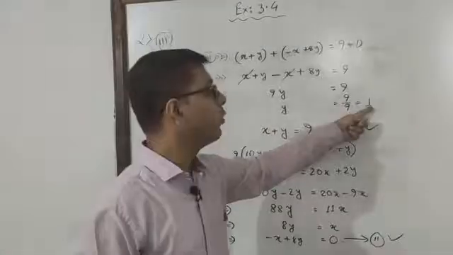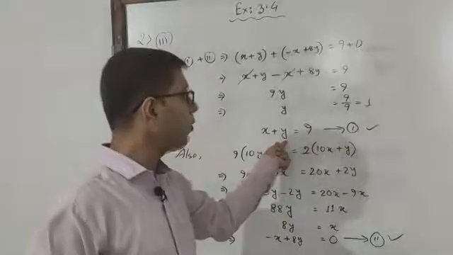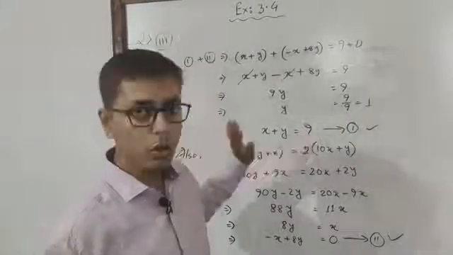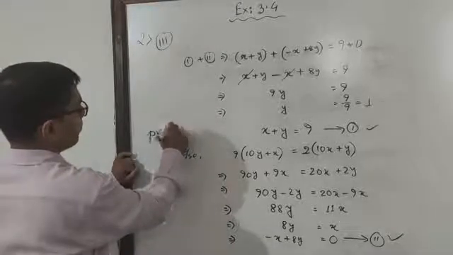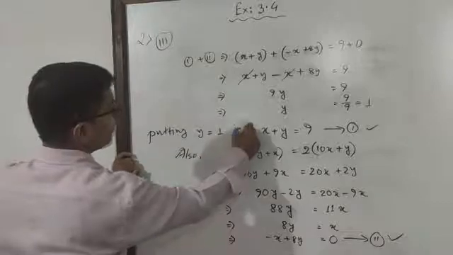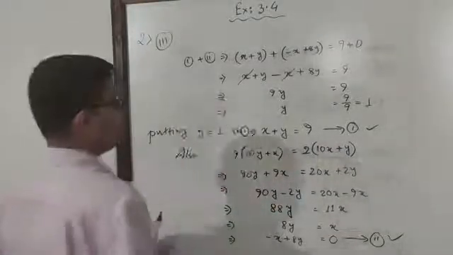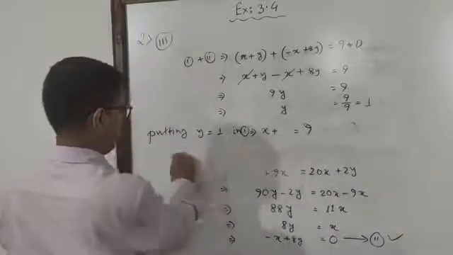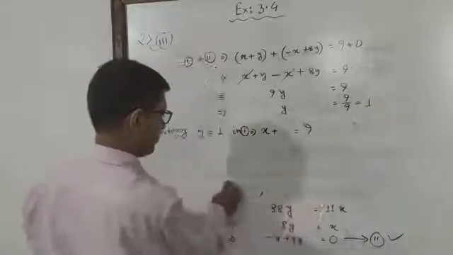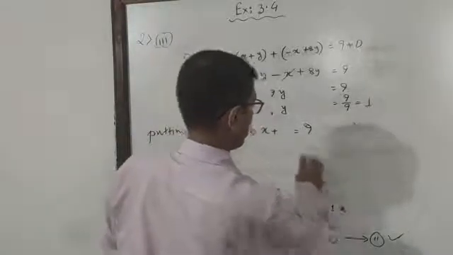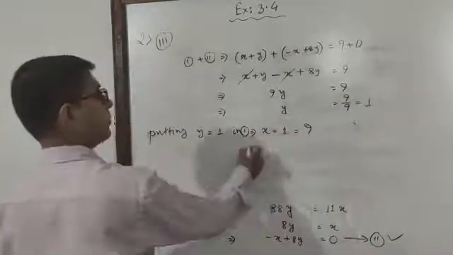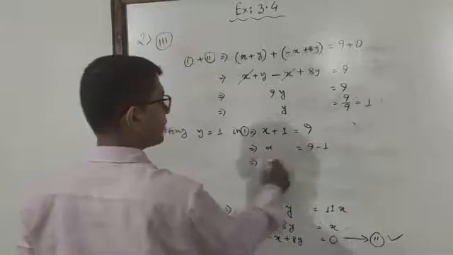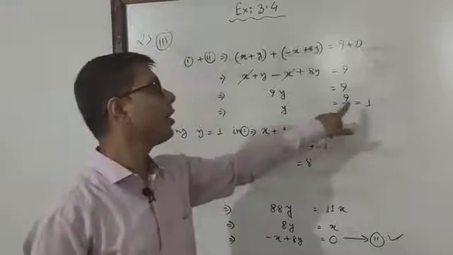Now y has the value 1. If we substitute here in the first equation, then what will it be? x plus y, y is 1, so x plus 1 is equal to 9. So we will write like this: putting y equals 1 in equation 1 implies x plus 1 equals 9. So x will be, this 1 will be shifted to that side, so 9 minus 1, it is 8. So x is 8. y is 1, x is 8.